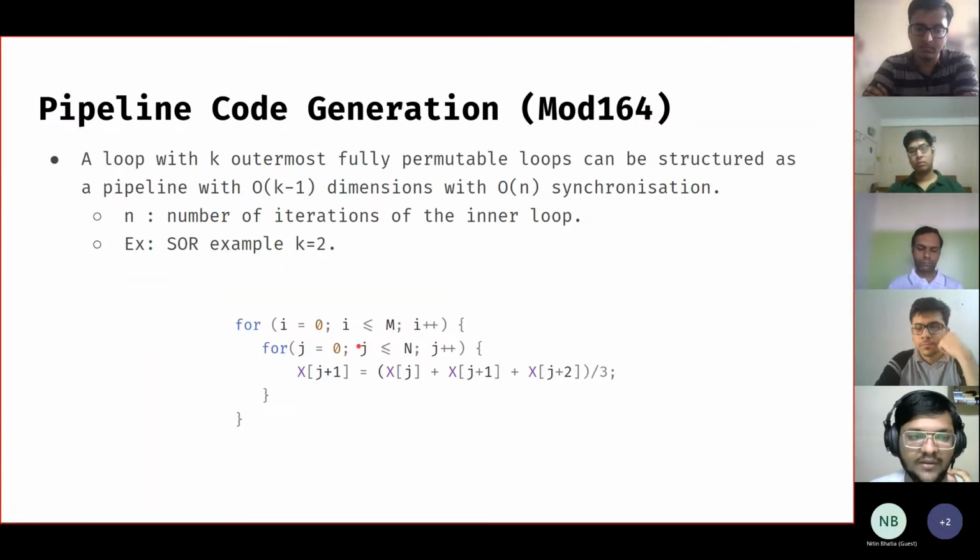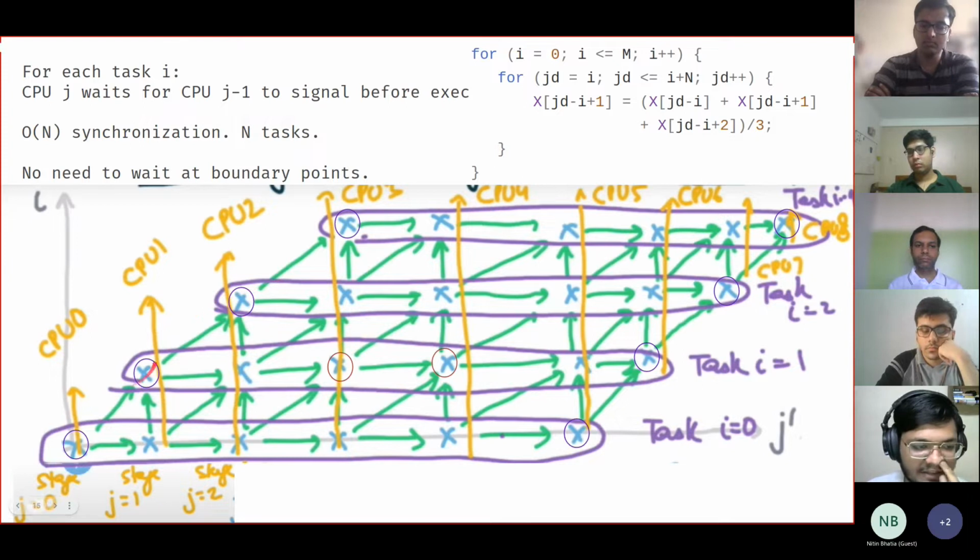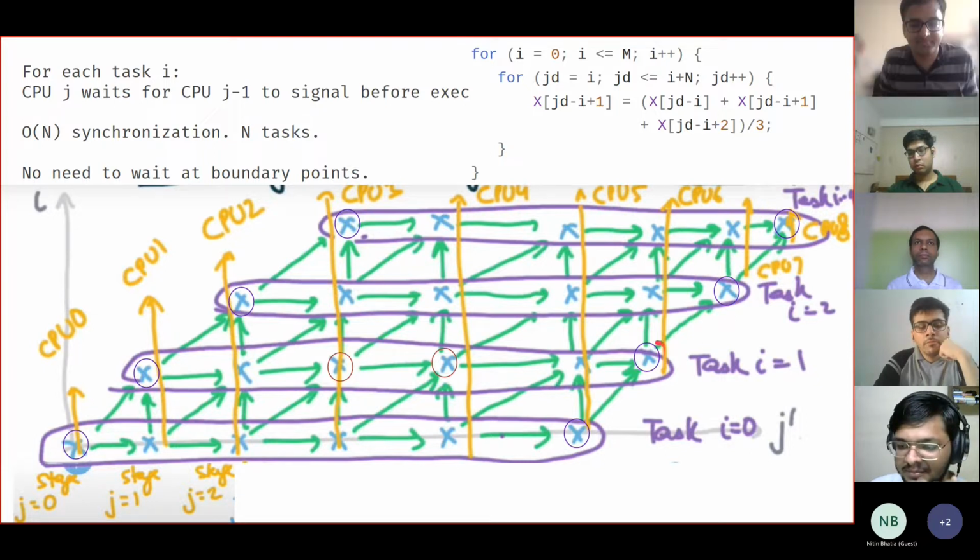Also, we have these boundary points here. Let's consider the left boundary. When the CPU reaches the left boundary, it doesn't have to wait for the previous CPU, because there is no iteration point here for which CPU 0 is going to execute. So CPU 1 doesn't need to wait for this particular iteration to execute, and it can execute it straight away. Also, for the right boundary, the CPU doesn't need to signal the next CPU to start its execution here.